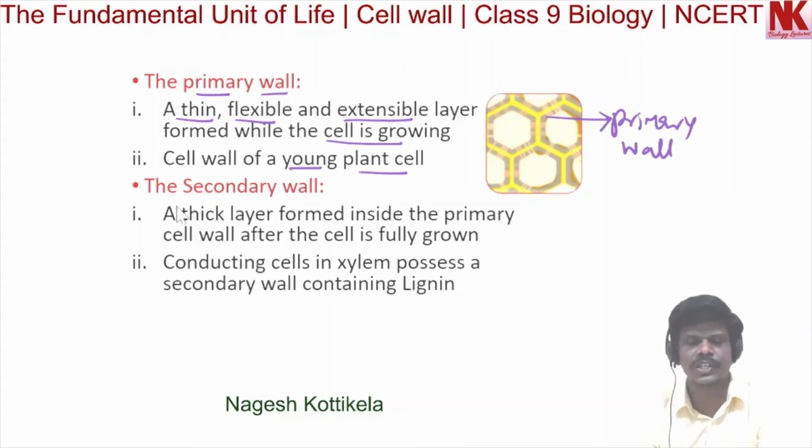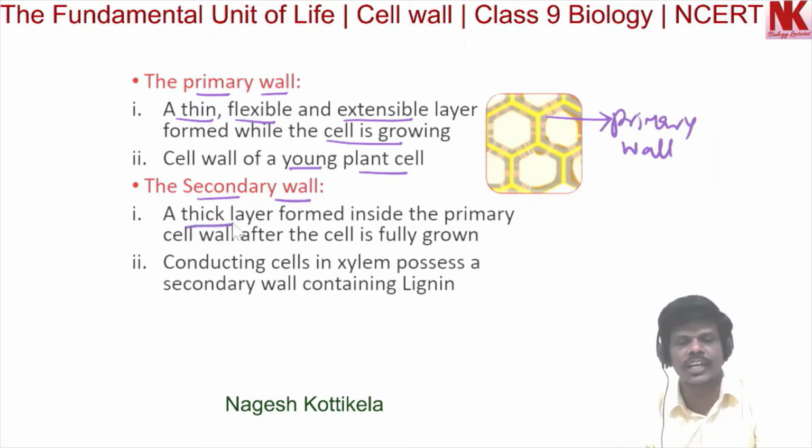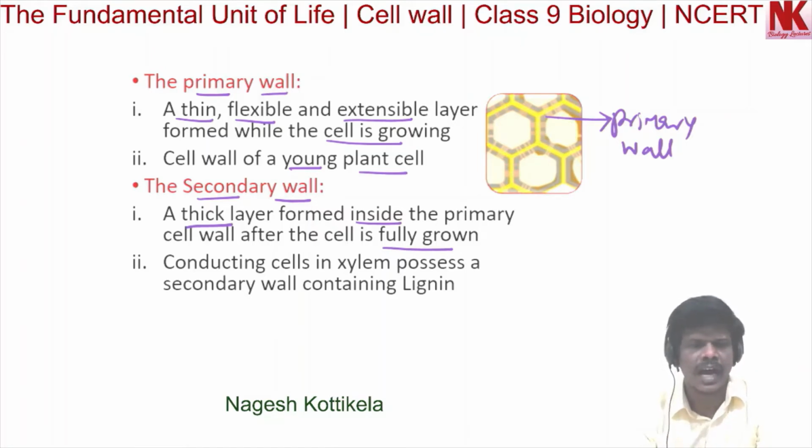Now moving to the next, the secondary cell wall. Okay, and this is a thick layer formed inside the primary cell wall after the cell is fully grown. So as we discussed just now, this is a primary cell wall. Now inside this primary cell wall, I will show one more layer with a different color. So one more layer is growing inside like this. So this additional layer is now called secondary wall.